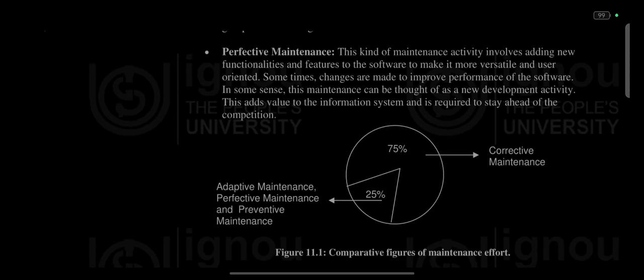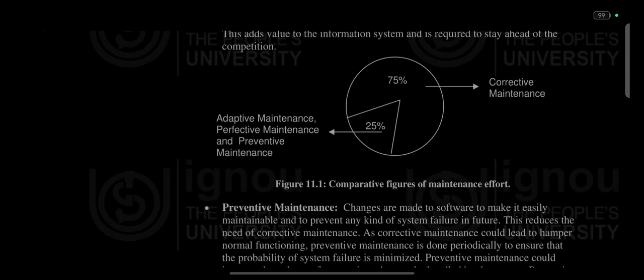Adaptive maintenance, perfective maintenance, and preventive maintenance. So, here you can see figure 11.1, comparative figures of maintenance effort. Okay, 75% corrective maintenance is there.